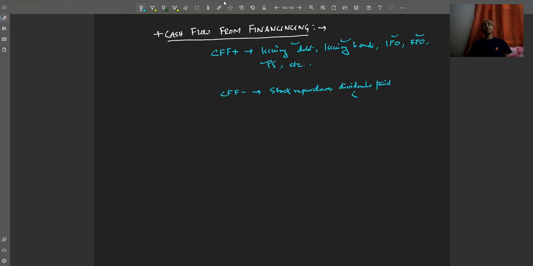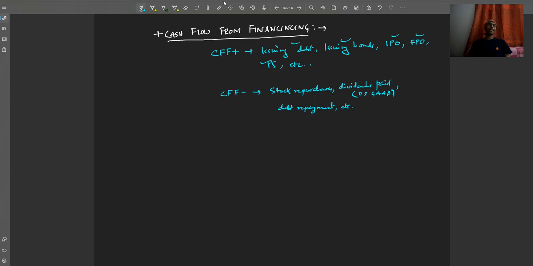In US GAAP, dividends paid, then it can be debt repayment, etc. These are basically cash outflows from financing activities. You are repaying debt, you are repurchasing stock, you are paying dividends under US GAAP, that is considered a financing activity, like that. Now a few things we must take note of.